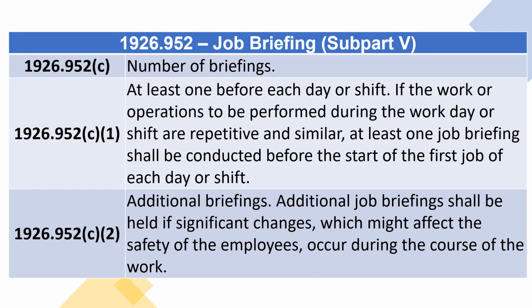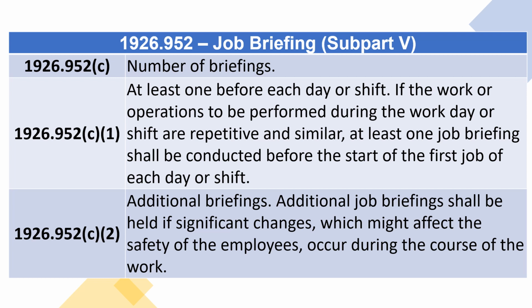1926.952(c), Number of briefings. 1926.952(c)(1), At least one before each day or shift. If the work or operations to be performed during the workday or shift are repetitive and similar, at least one job briefing shall be conducted before the start of the first job of each day or shift.